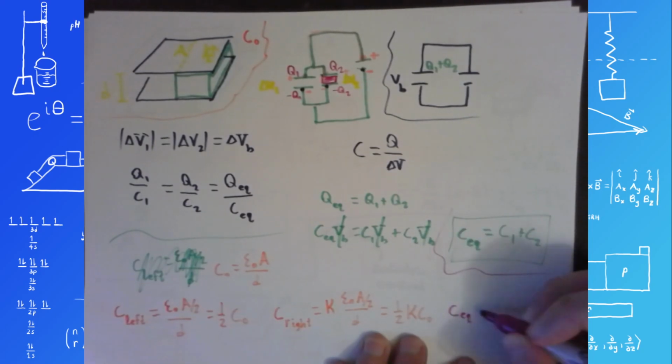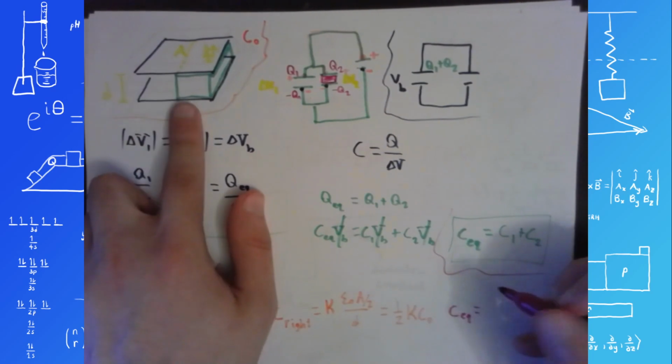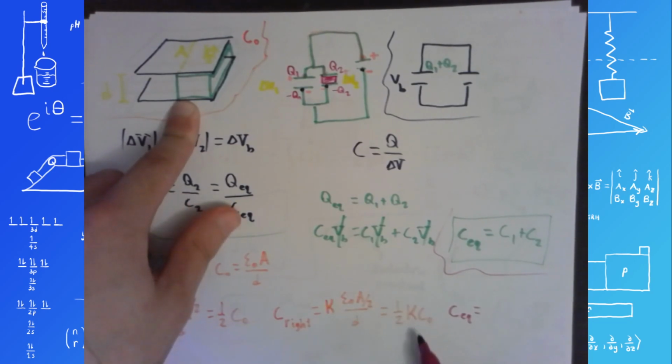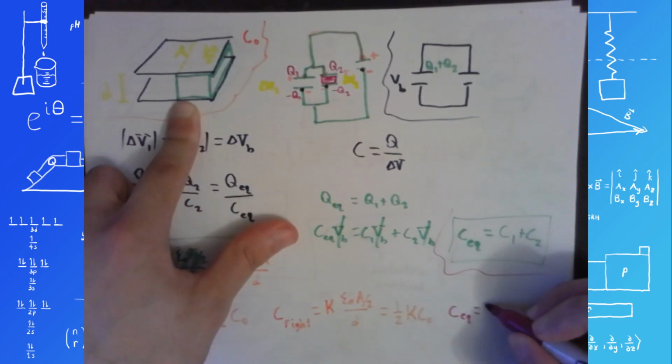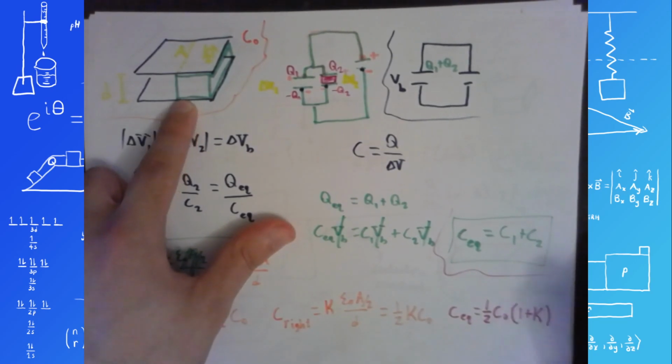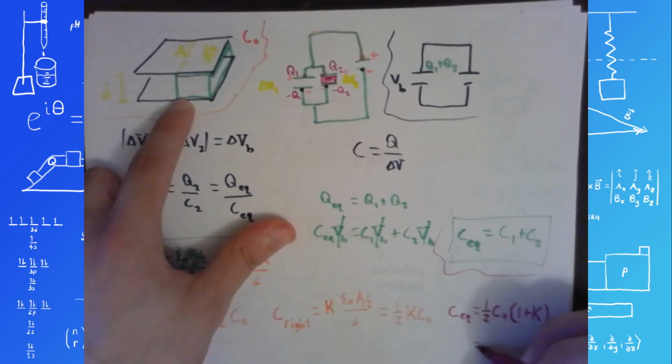C equivalent is going to be equal to, add this to this, 1/2 C0 plus 1/2 kappa C0. So factor out the 1/2 and the C0, and you're left with 1 plus kappa. Or in other words, kappa plus 1 all over 2 C0.